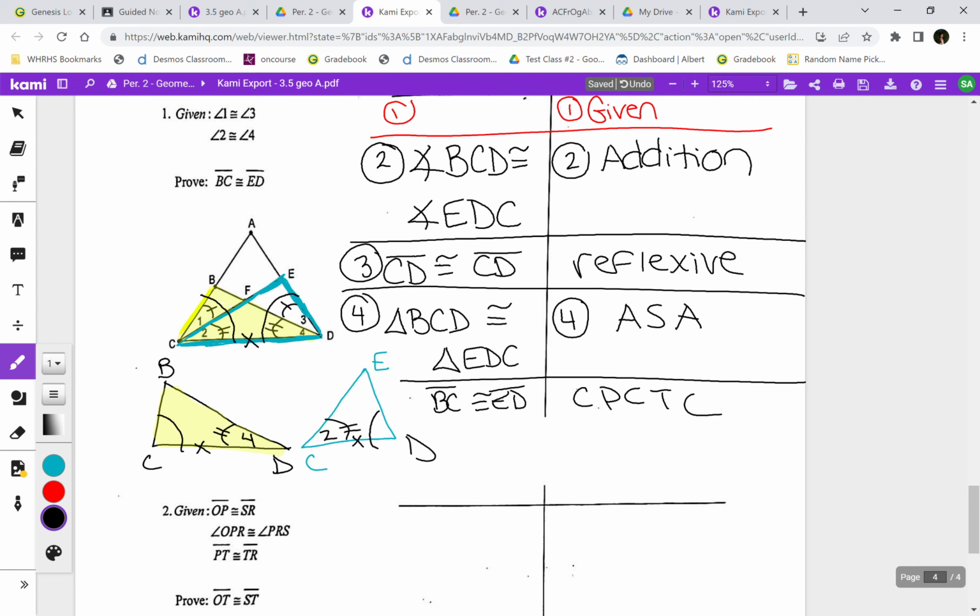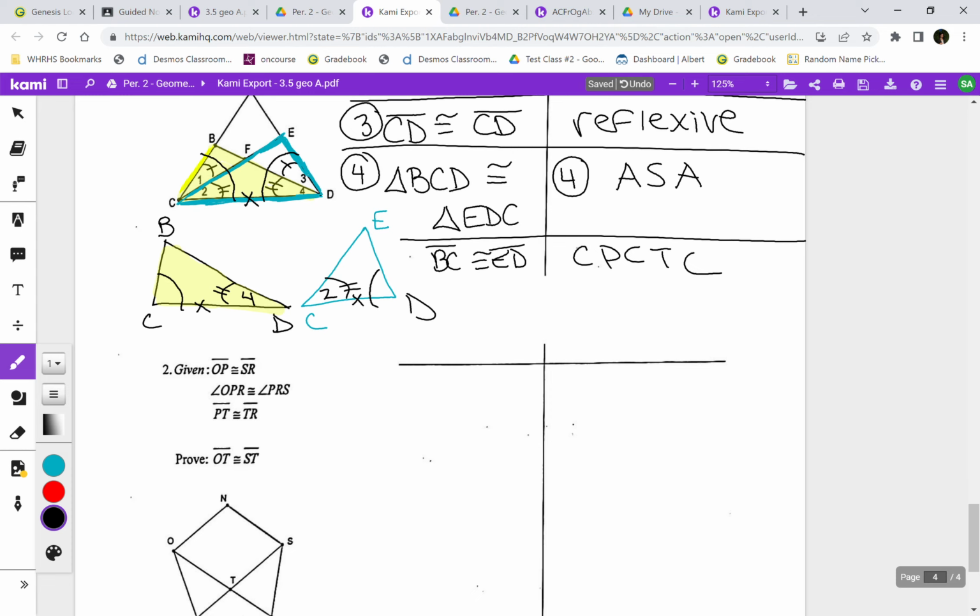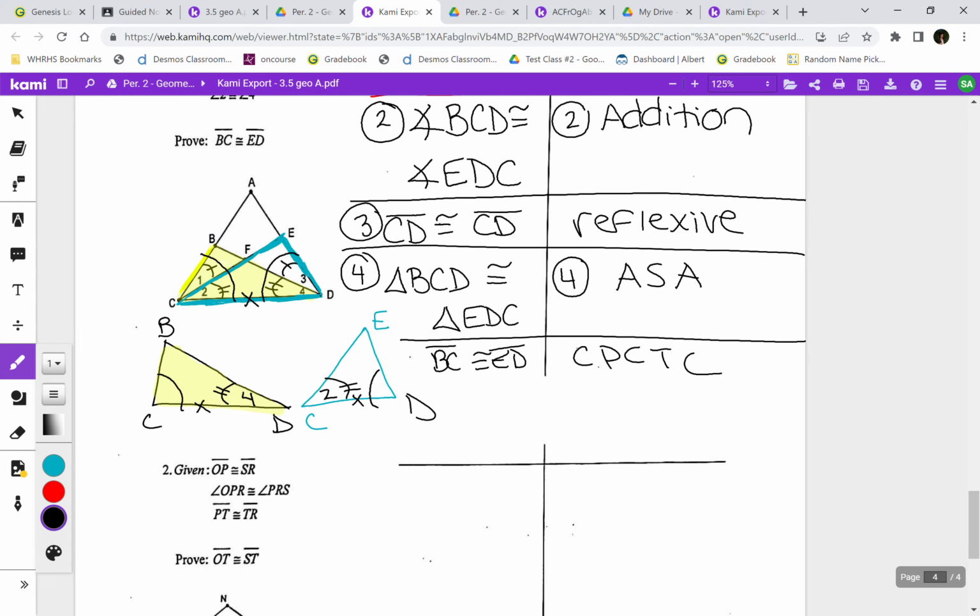All right, last one together. Give me a second to catch up. Anybody still copying?